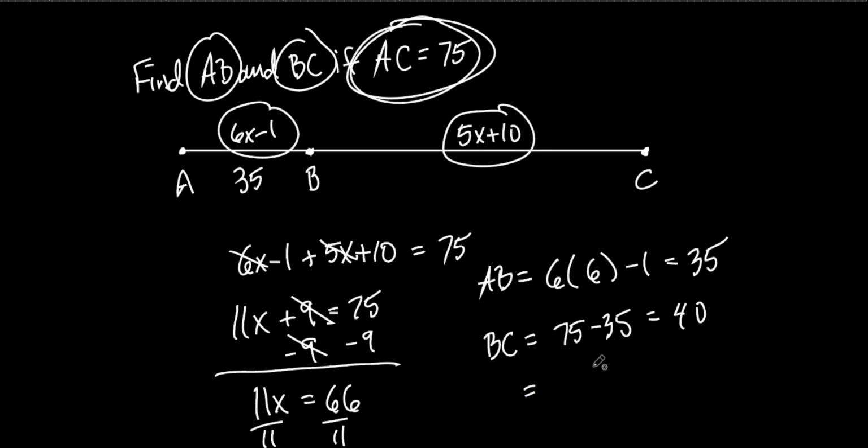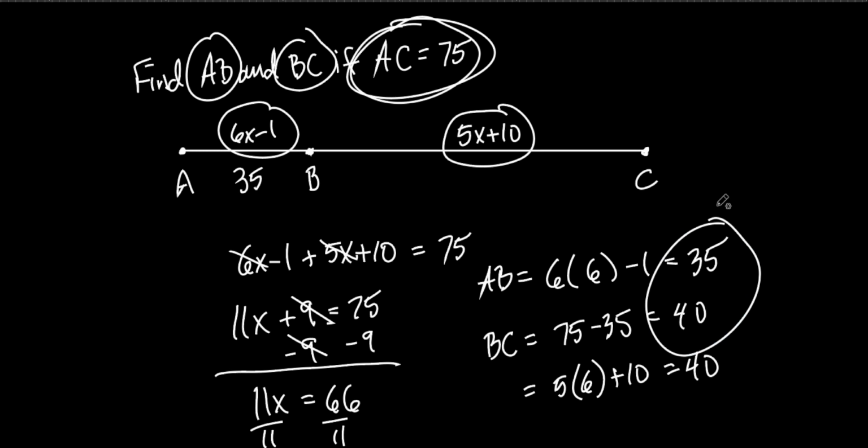So let's find what BC is. So what do we do? 5 times 6, right? And then plus 10, right? 5 times 6 plus 10, so either way, you get the same answer, don't you? But this is what they're looking for right there.